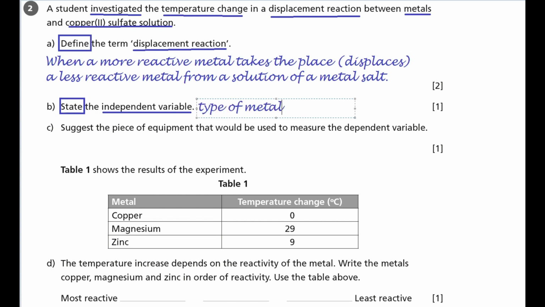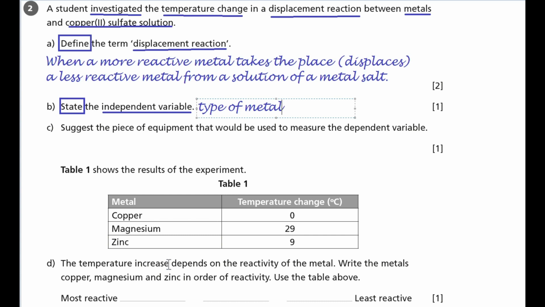Now we can also actually scan further down in the question and we can see we've got a results table for this experiment. Now the first column of a results table is always the independent variable, so that's almost like a little bit of a check there to check you got it right.